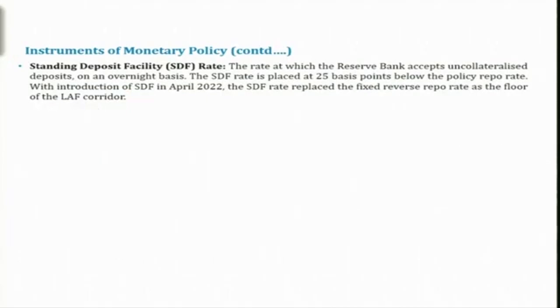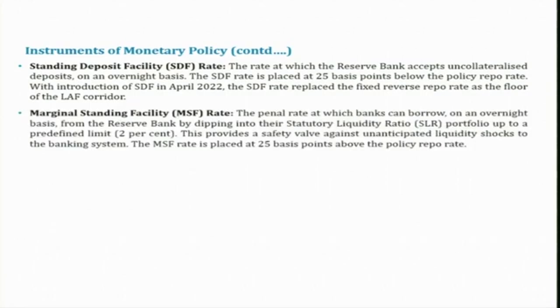Then coming to some more instruments, there is the standing deposit facility rate. That is the rate at which the RBI accepts uncollateralized deposits on an overnight basis. Then comes the marginal standing facility, also called MSF rate. This is the penal rate at which banks can borrow on an overnight basis from the RBI by dipping into their SLR portfolio up to a predefined limit. This provides a safety valve against unanticipated liquidity shocks to the banking system.